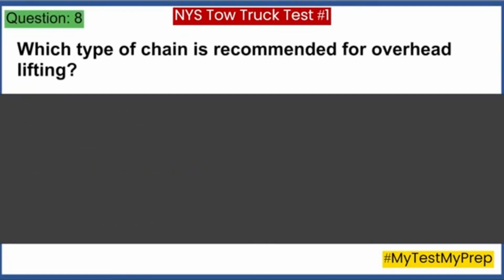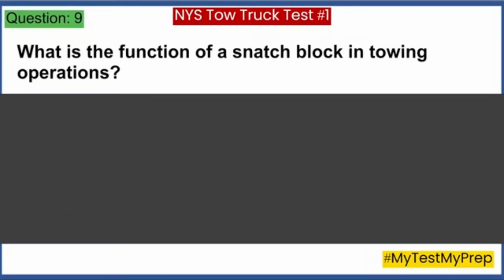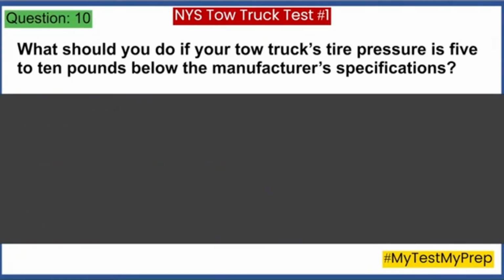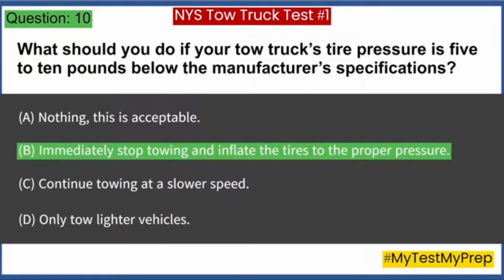Which type of chain is recommended for overhead lifting? Alloy. What is the function of a snatch block in towing operations? Answer: To change the direction of the cable. What should you do if your tow truck's tire pressure is 5 to 10 pounds below the manufacturer's specifications? Answer: Immediately stop towing and inflate the tires to the proper pressure.